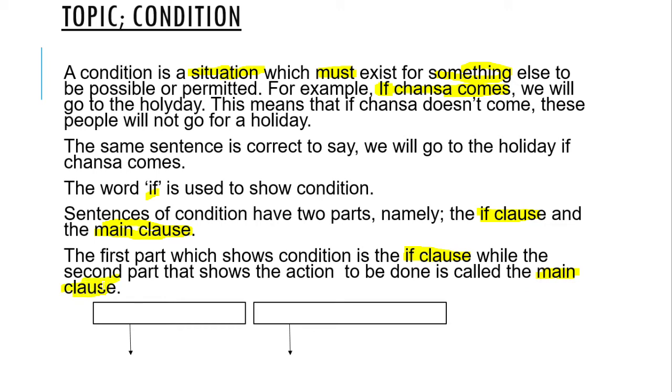In the if clause, we find the condition. In the main clause, we find the thing or the action that is eagerly to be possible or permitted for it to happen. Are we together there? Let me demonstrate this in form of a diagram. If Mwamba comes, we will go to the village.